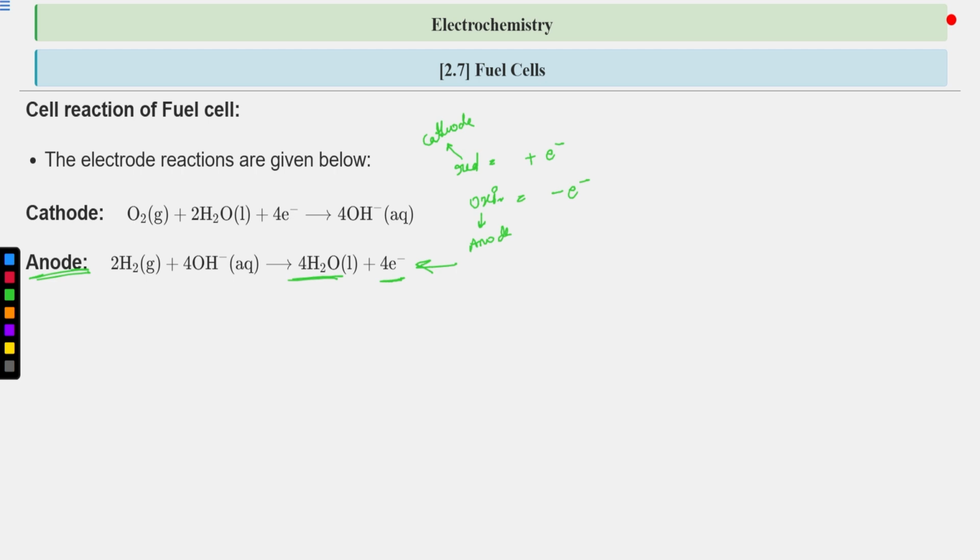That means at the right side of the right arrow, in the oxidation process there will be electrons, and at the left side of the arrow we have electrons in the reduction process. So at the cathode, reduction is going on, because the 4 electrons are present at the left-hand side of the arrow, and at the anode the oxidation process is going on because the 4 electrons are present at the right-hand side of the arrow. So these are the electrode reactions of the fuel cell.